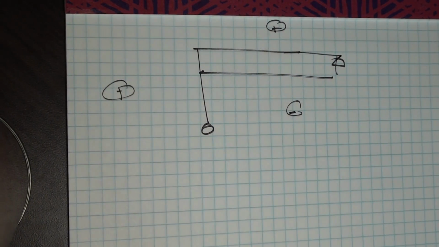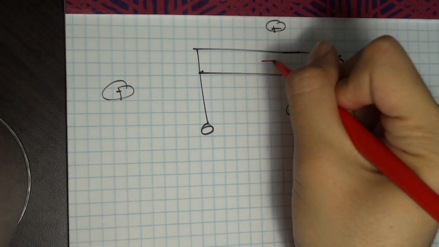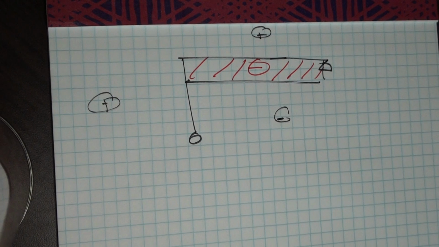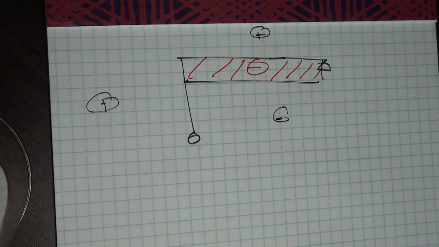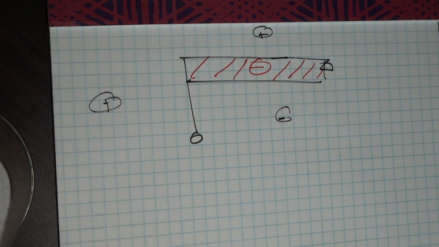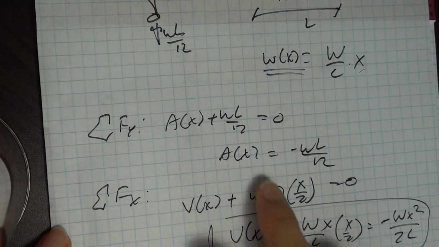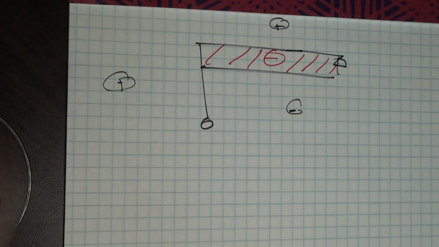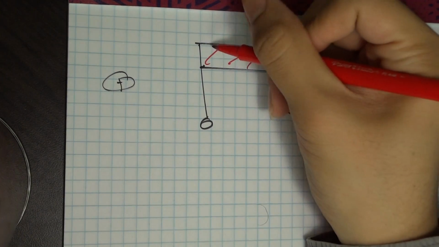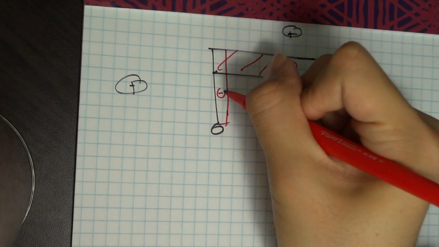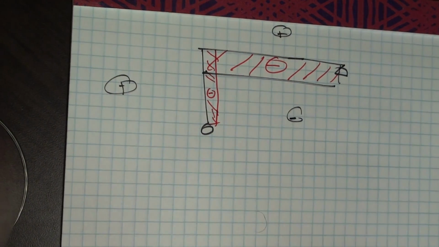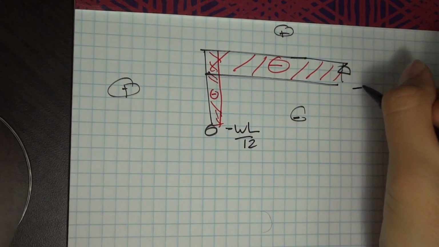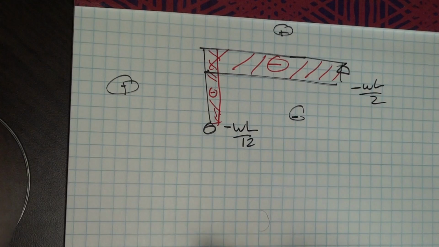Let me change colors here. This will be negative. What about the vertical member? For the vertical member, I should get negative WL on 12. So this is a negative sign again, just less negative. And we get a graph that looks like that, and it's always good to label your diagram. This is negative WL on 2. Okay, so that is your axial force diagram.